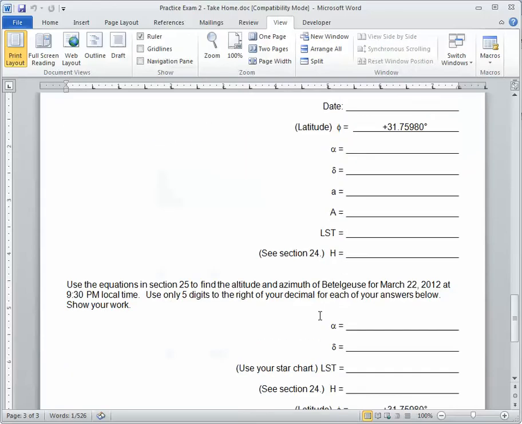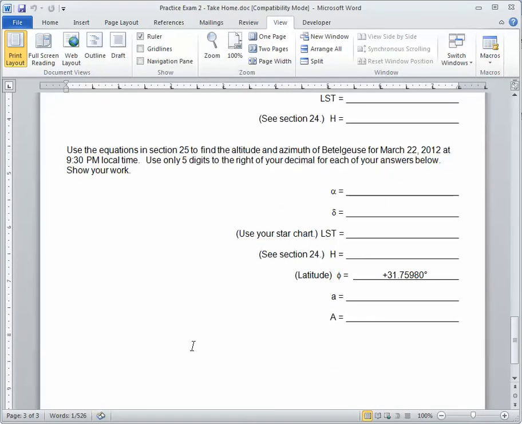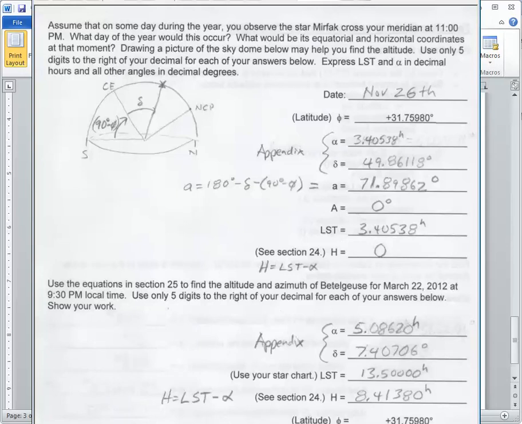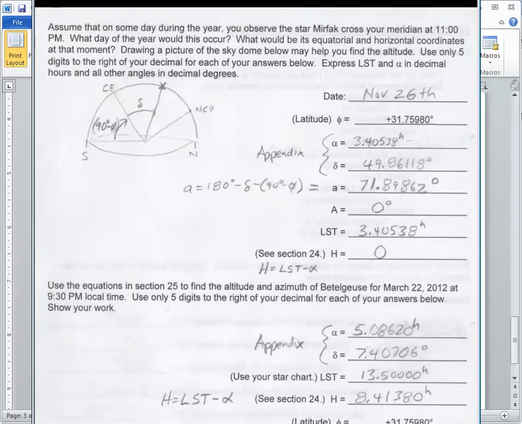Going back over here to the practice exam, and this is the last question right here. It says use equations in section 25 to find the altitude and azimuth of Betelgeuse. This time it is not on the meridian, so we have to use equations rather than a diagram to locate Betelgeuse in the sky. Let's see if I can get this to zoom up a bit here.